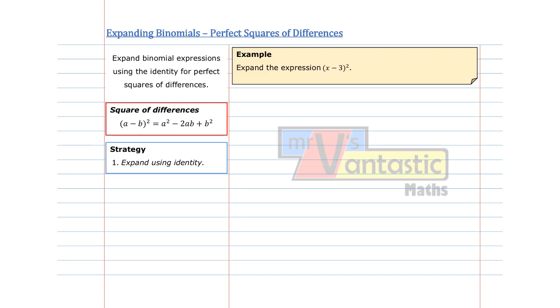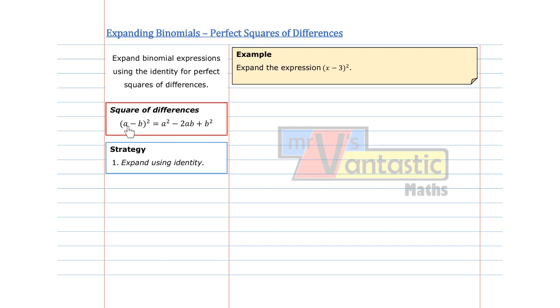This is Mr. V, and in this video we're going to learn how to expand binomial expressions using the identity for perfect squares of differences. So we want to expand the expression x minus 3 squared. And this is a perfect square of a difference, difference being an expression where we have a subtract in there. And we can use an identity to expand this expression.